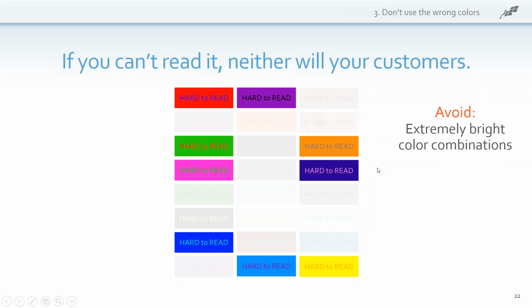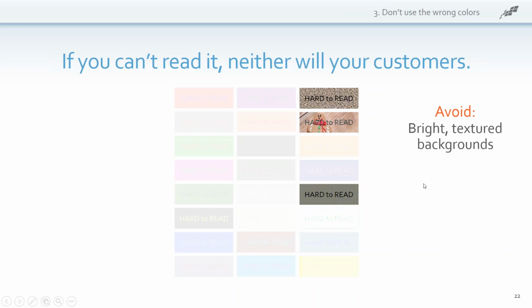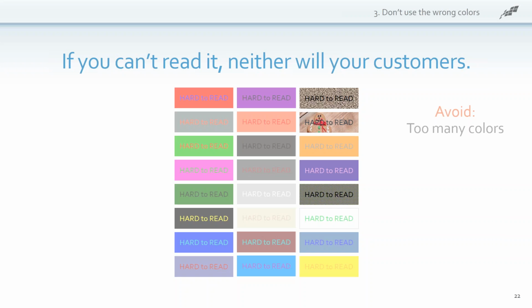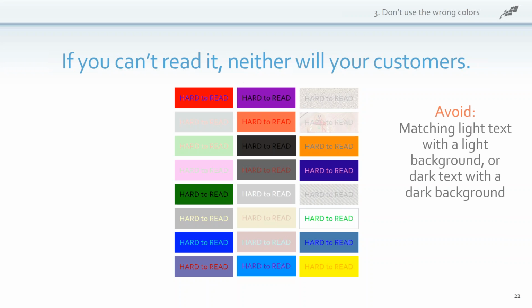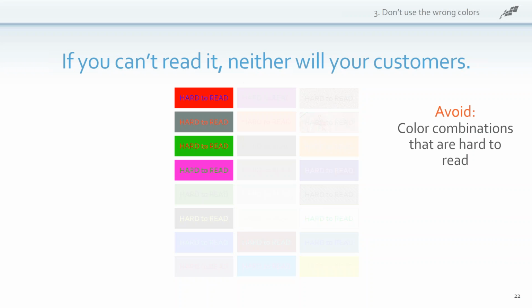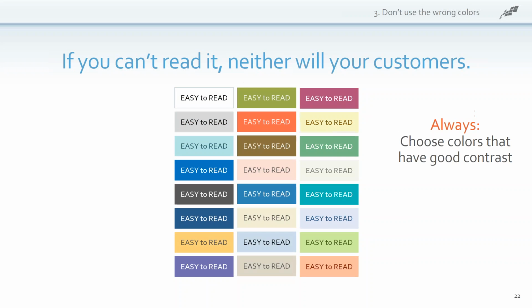So avoid these extremely bright color combinations, this with this, this with this. Avoid the textured one. Oh my God, that's the worst. It's an eye test there. That's ridiculous. Avoid too many colors. There's just so much. Avoid matching light text with a light background, or dark text with a dark background, or color combinations that are just hard to read. So think about that. As you would agree, this one right here is a lot easier to read.